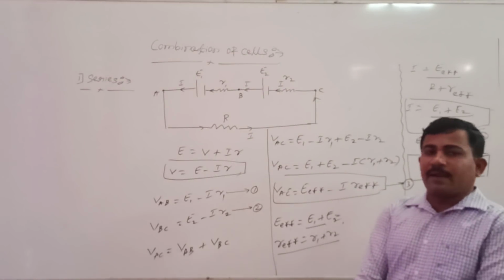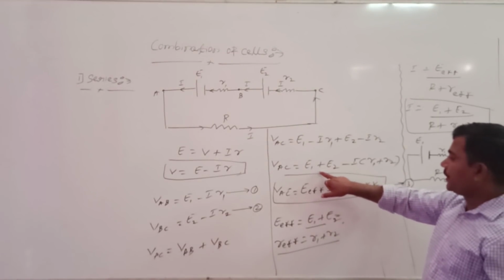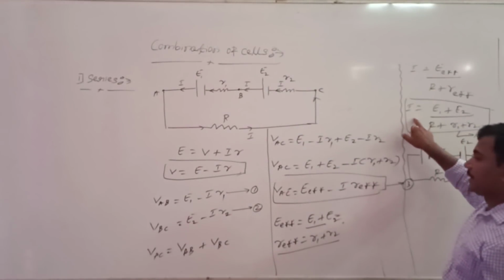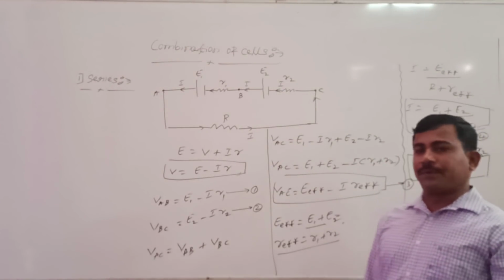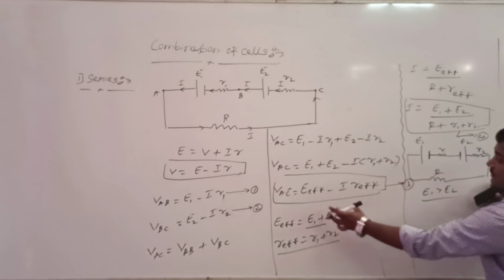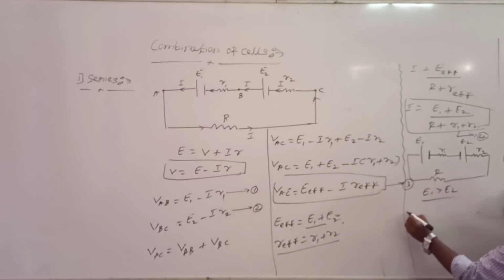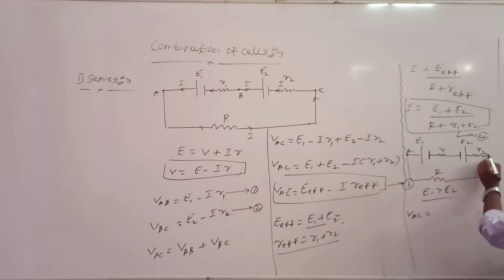If cells are wrongly connected, how to represent this equation, and how to represent the resultant current? In this case, if E1 is greater than E2, then the current can be represented like this. This equation we can modify. Potential difference VAC, from where to where? From A to C. If this is A, then what about this point? C point.